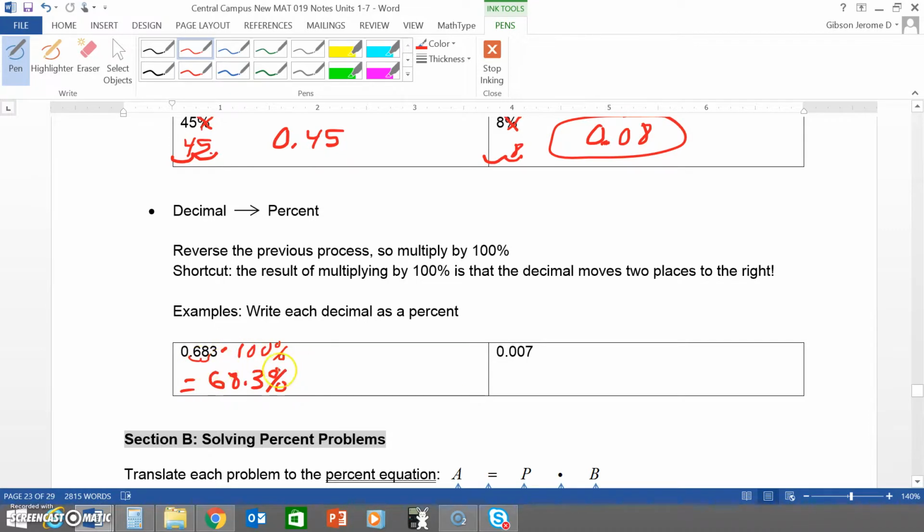Now, if you don't want to multiply by 100%, what you could do, and we could take it with the next problem, is move the decimal point 2 places to the right, and then that will give us here 0.7, and we have to add a percent sign at the end.